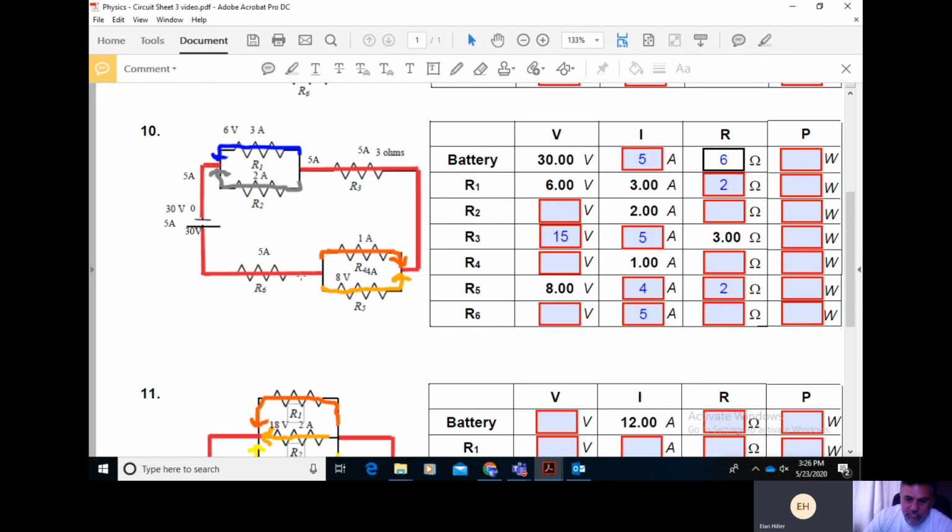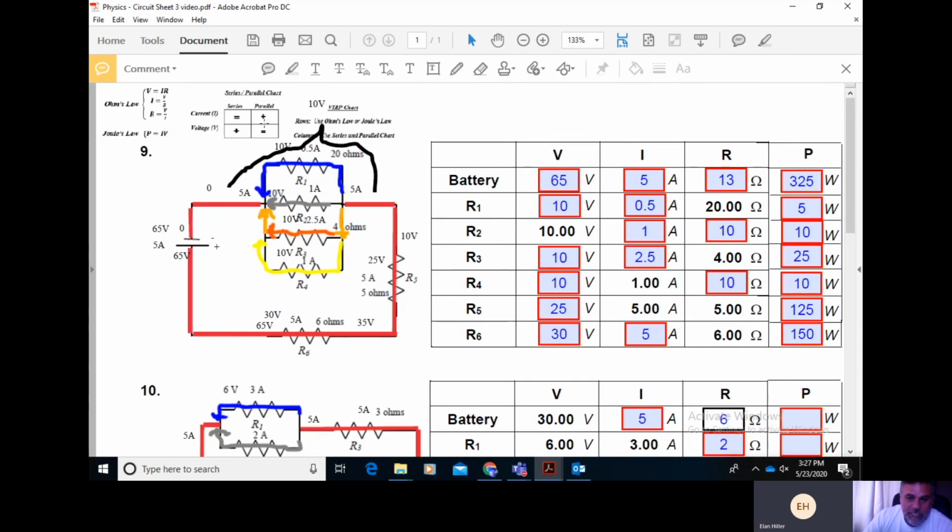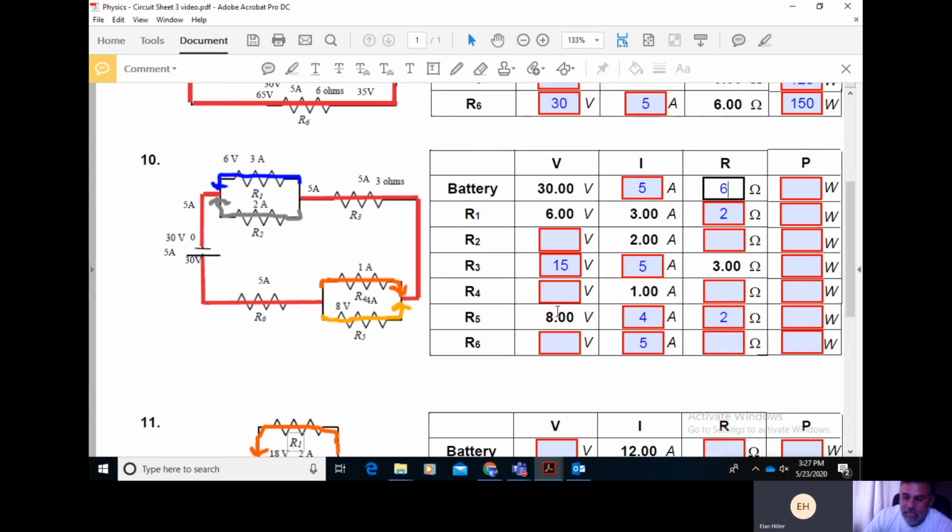Not much I can do with resistor 6. All I know is the current across it. I don't know the resistance. If I do know the resistance, then I can calculate and find the voltage, but I don't know that. Resistor 4, okay, I do know resistor 4 has a current of 1 amp, and I know resistor 5 has a voltage of 8 volts. Well, resistor 4 and resistor 5 are in parallel, and parallel voltage is the same. So that means if there's 8 volts across resistor 5, then there's also 8 volts across resistor 4 because they're in parallel. So I've just filled that one out.